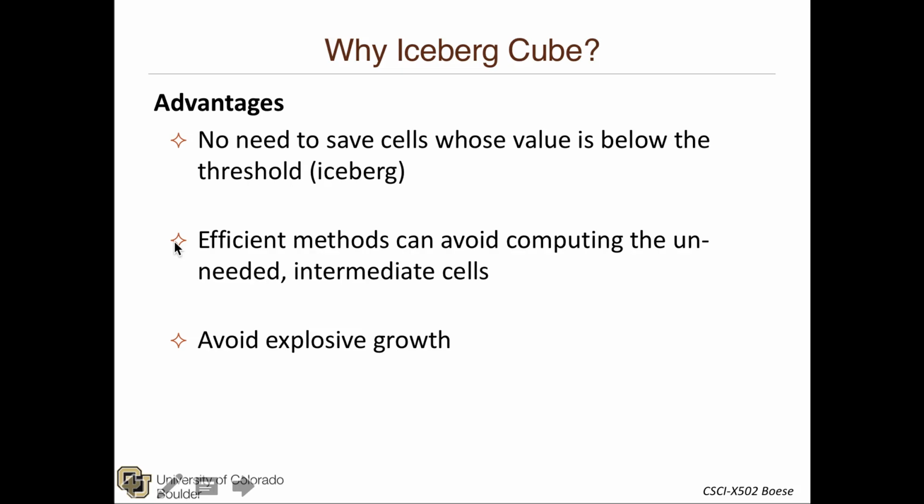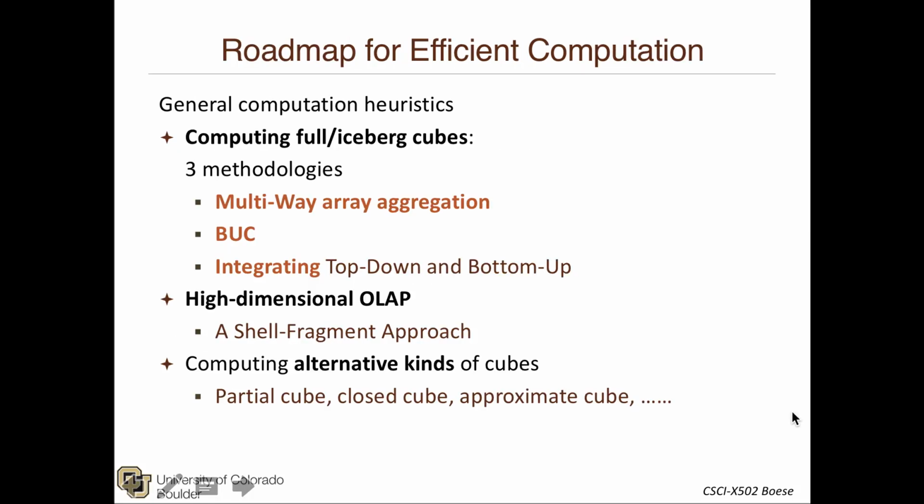And so with the iceberg cube, the advantage is we don't have to save those values that are below that threshold. So below that iceberg condition threshold that we're specifying. And it's really going to help us avoid this explosive growth of tracking too much data. So efficient methods can avoid computing these unnecessary cells to make it a little bit more efficient to do our calculation, our data mining. So with our computation heuristics, we'll look at 3 methodologies.